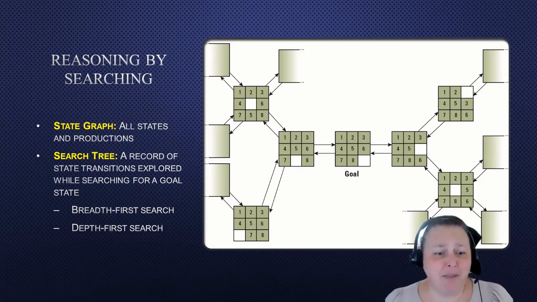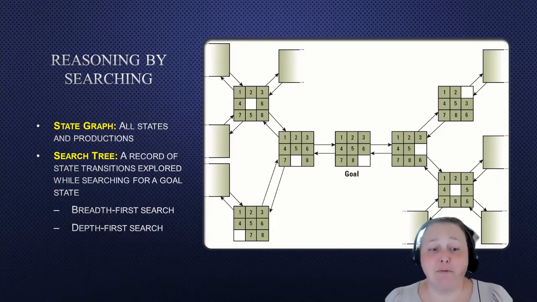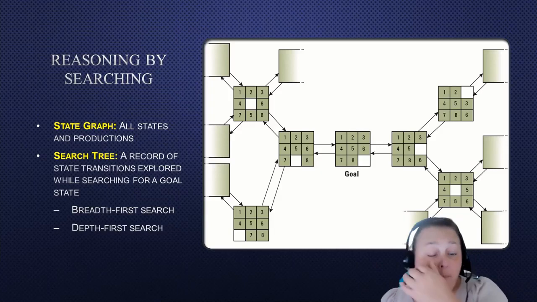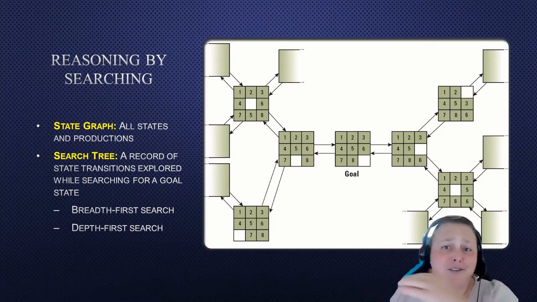What you can also have is a search tree, and that is going to be a record of state transitions, and you're going to be able to parse it the way we did a tree before, like that hierarchical tree, except it will be different decisions based on what the decision prior to it is. So you can do a breadth first search or a depth first search. And that just means you can either search horizontally or vertically when you're looking in that tree.